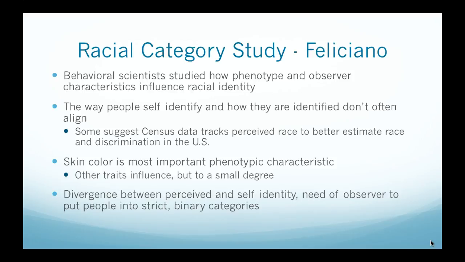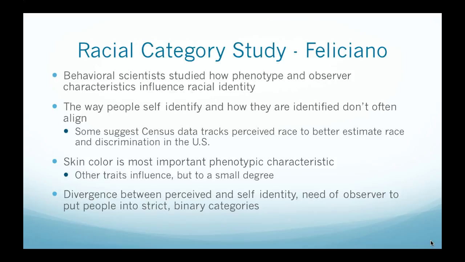So looking at pictures, you could look and say, this person has light skin, they go in the white category. This person has kind of in-between skin, we'll put them in the Latino-Latina category. And this person has very dark skin, they can go in the black category. So the difference was between perceived and self-identity.